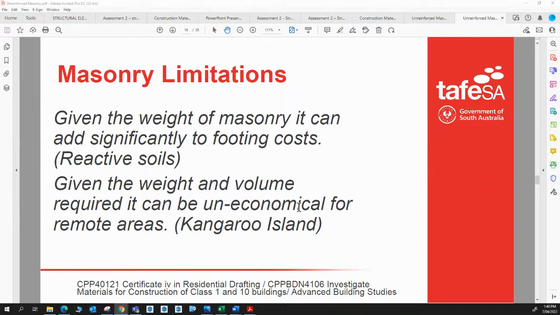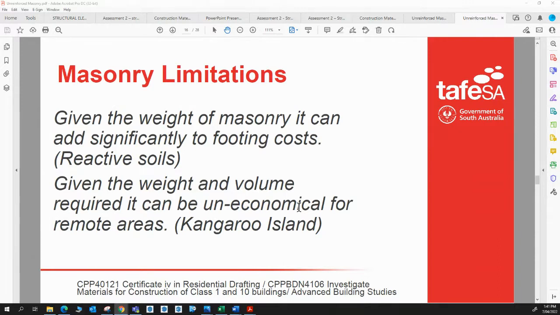Also, given the weight and the volume required, it can be uneconomical for remote areas. I'll put Kangaroo Island there as one of those situations where you'd think twice before specifying brick veneer, because it is so expensive to get things over there. If you're talking about large volumes of materials, you pay for that transport. Particularly Kangaroo Island, because the ferry across is thoroughly expensive for taking large deliveries.